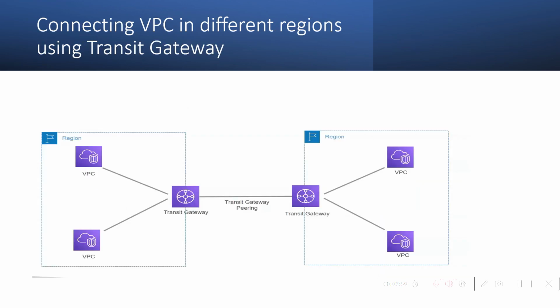Connecting VPCs in different regions using transit gateway. Here, as you can see, we have multiple VPCs in two different regions and we are connecting them using two transit gateways and establishing a peering connection between the two transit gateways. We are going to see this scenario in a future lab as well.